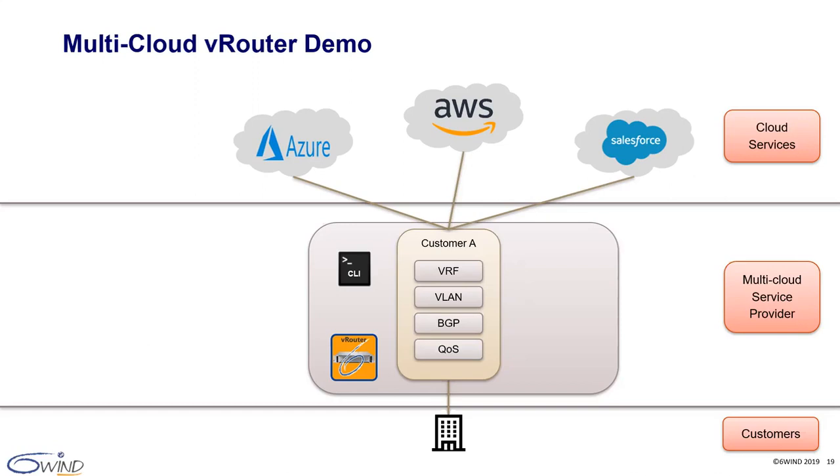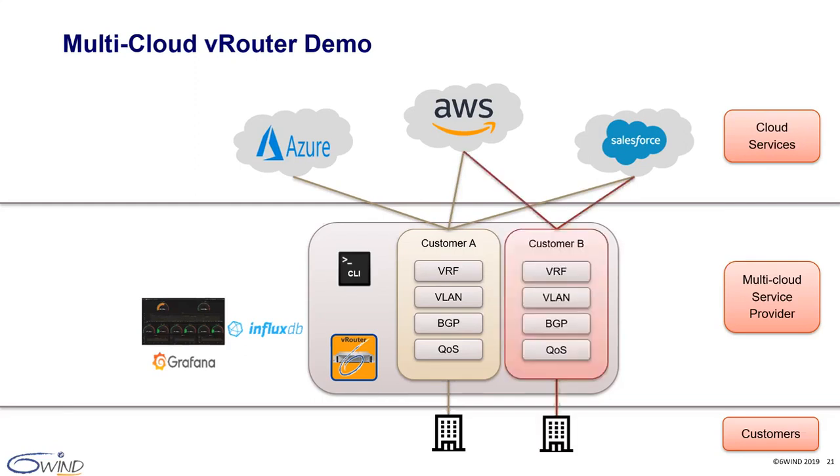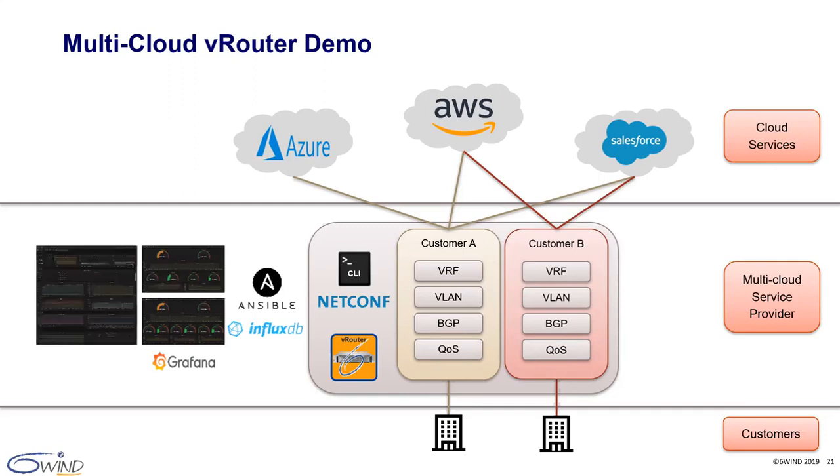We will also demonstrate how the customer can be monitored using a time series database and a graphical analytics with InfluxDB and Grafana. Then we will add customer B, this time configured using Ansible and netconf to demonstrate automation. We will show how customer B can be monitored in its own dashboard. And finally, we will show a third generic dashboard for general monitoring of the vRouter. Let's switch to our demo.